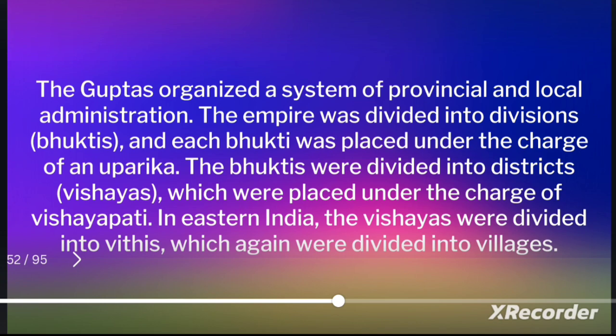The Guptas organized the system of provincial and local administration. The empire was divided into divisions or bhuktis, and each bhukti was placed under the charge of an uparika. Bhuktis were divided into districts, that is Vishayas, which were placed under the charge of the Vishayapati. In Eastern India, Vishayas were divided into Vithis, which again were divided into villages.